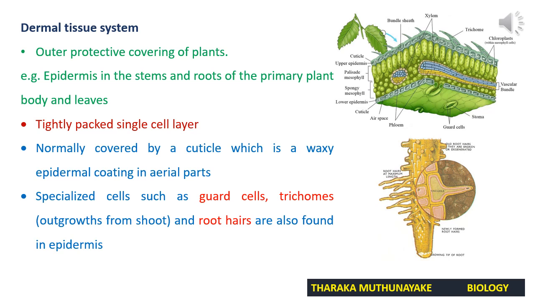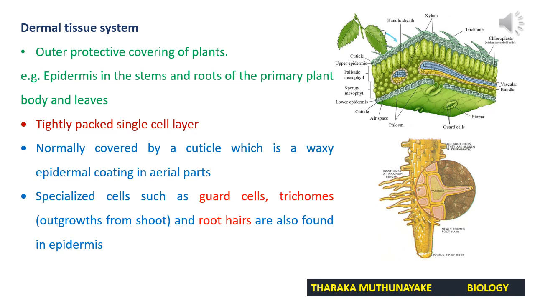So what are these trichomes then? Here it says those are shoot outgrowths. That means outgrowths of shoot, not root. Those may be epidermal hairs, or sometimes even glands. You can observe in the leaf, a trichome is labeled. You can observe it.